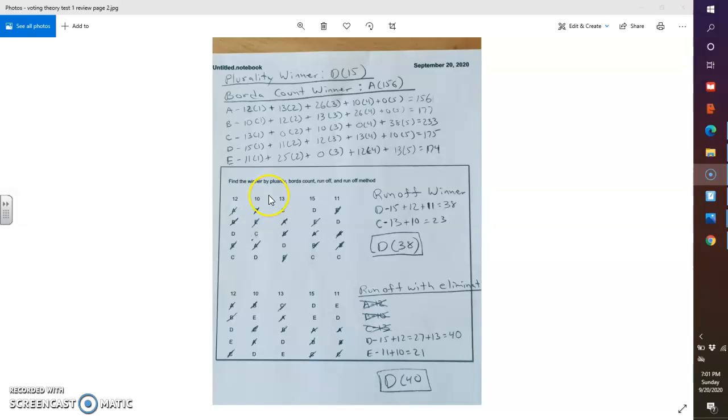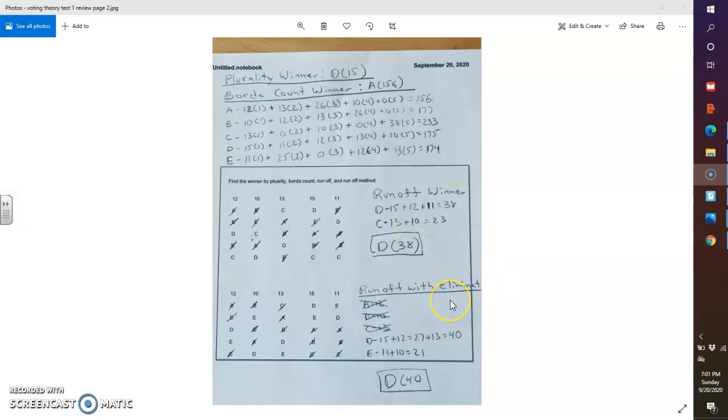The next one, which is the runoff method, we take the top 2 first place vote getters. So that's D with 15 and C with 13. We eliminate everybody else. So A, B, and E all get crossed out. In this column, the A and B go, so D gets those 12 votes. In this column, the B and E go, so C gets those 10 votes. In the last column, the E goes, so D gets those 11 votes. And we add them up, and we get 38. And D, 38, is our winner.